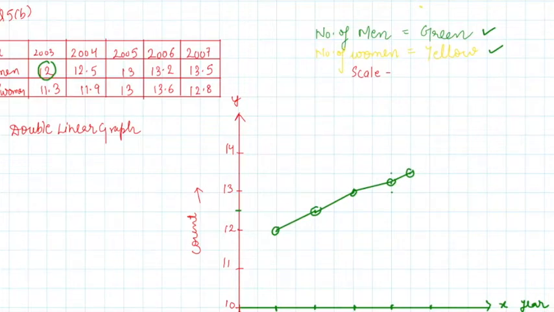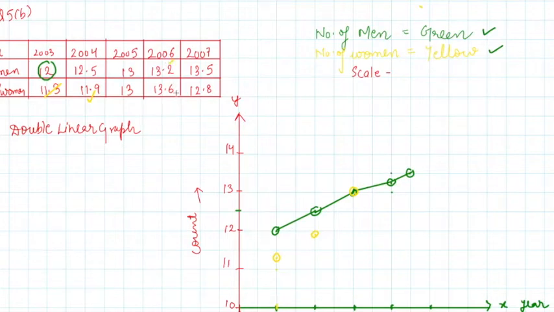In 2003, how many women were there? 11.3. So let's see, 11.3 is in 2003. This is 2003 here. This is 11. This is 11.5. So I can mark 11.3 somewhere here. Then 11.9 will be very close to 12 in 2004. So here. Then you have 2005. It is the same, 13. So we will have the same point here.